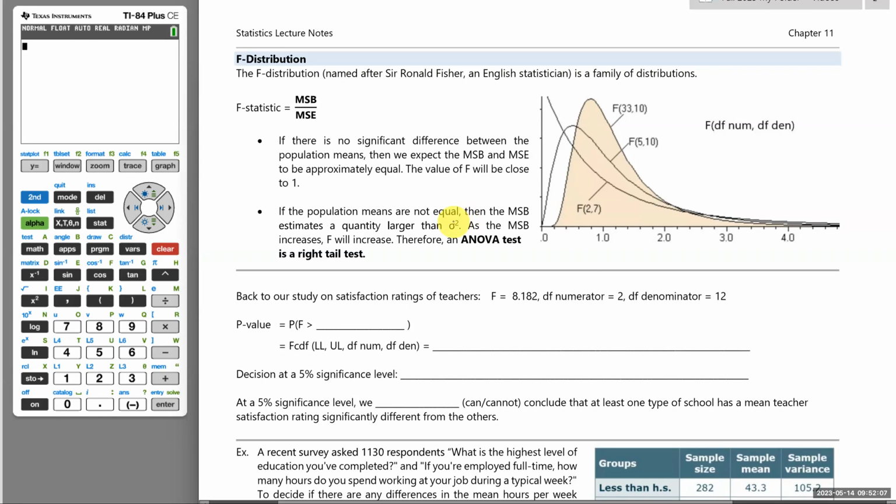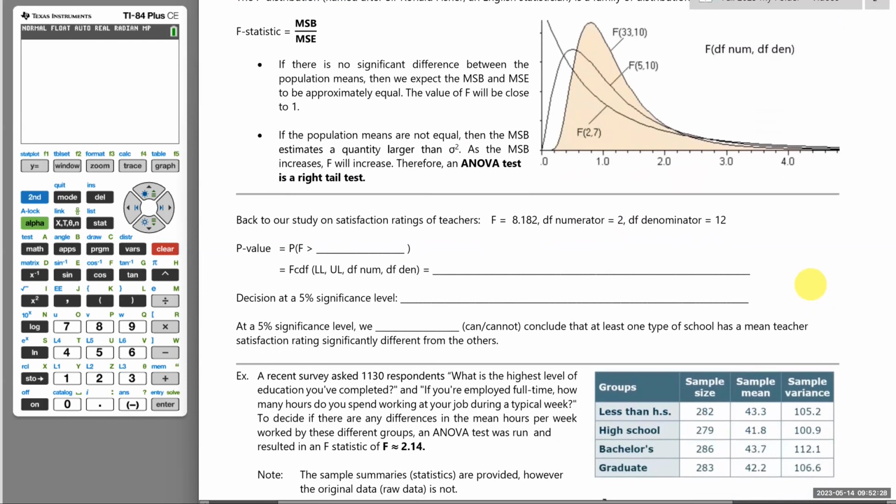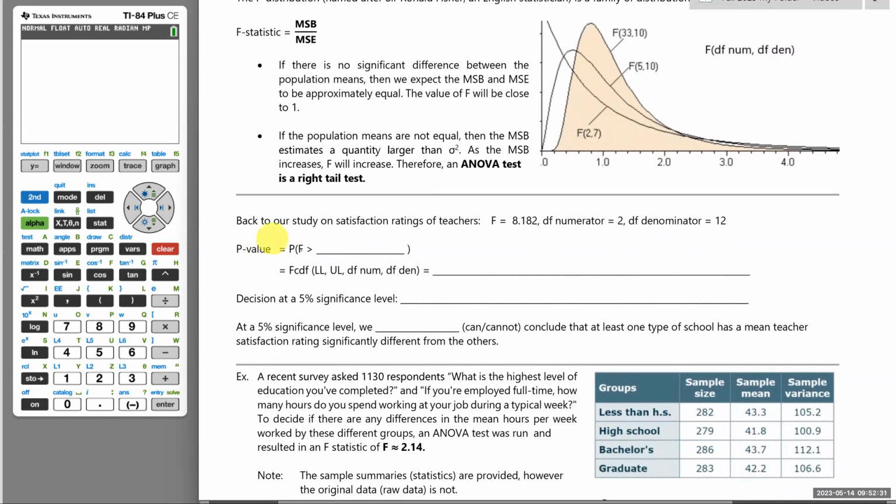All right, so we're going to continue this with our study that we did on satisfaction ratings of teachers. So I've repeated the values we already wrote previously for the F statistic, so the test statistic or test value, and then degrees of freedom in the numerator and denominator. All right, so our p-value, because it's a right tail test, will be the probability of an F statistic being larger than our test value of 8.182.